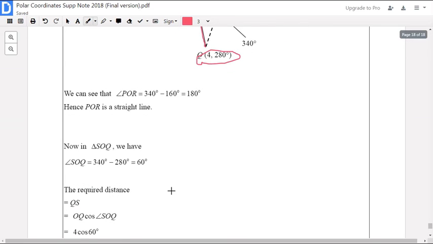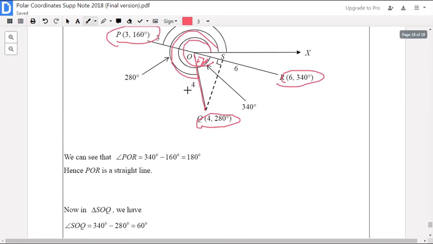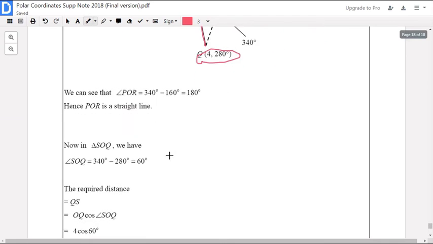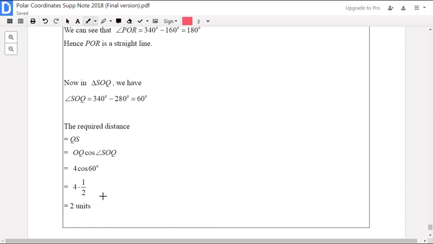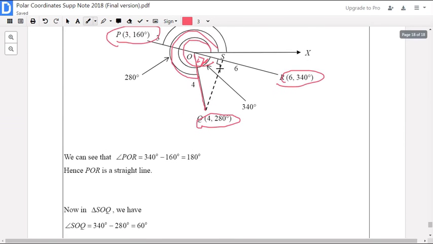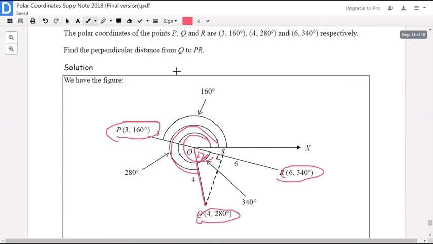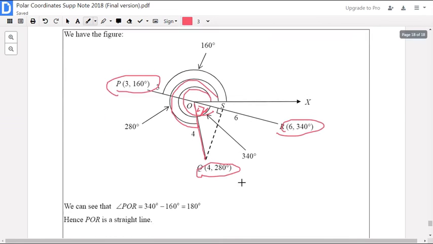Now, the required distance can be calculated easily. 4 cosine this angle, 60. And cosine 60 degrees is the special angle 1/2. Multiplying, the result will be 2 units. Therefore, QS is 2 units, and the required distance from Q to PR is hence 2 units.